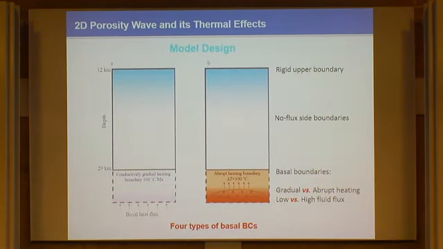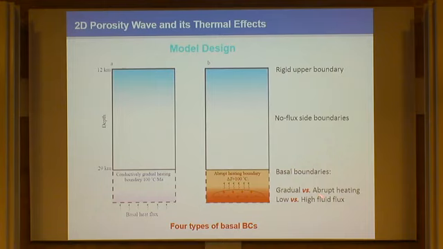So we construct a two-dimensional model to see if, during regional metamorphism, especially when compaction is allowed to happen, how this fluid flow could contribute to thermal transfer, heat transfer. And we construct this model still below the brittle-ductile transition so that rock could deform viscously. And we compare and contrast basically 4 cases depending on 2 types of boundary condition.